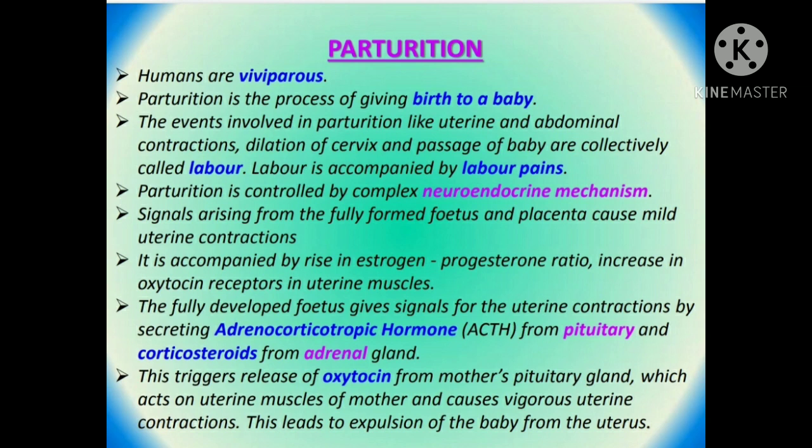These trigger the release of oxytocin from the mother's pituitary gland, which acts on the uterine muscles of the mother and causes vigorous uterine contraction. This leads to expulsion of the baby from the uterus. It involves different steps. We will see the following steps in the next slide.